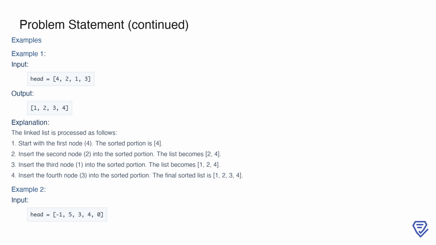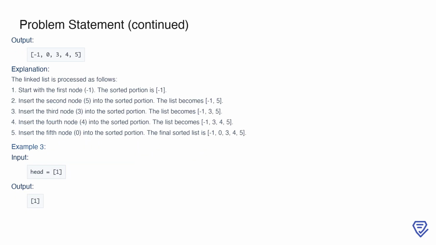Next, the second node, containing 2, is inserted into its correct position in the sorted portion. This updates the list to 2, 4. The third node, containing 1, is then inserted into its correct position, making the list 1, 2, 4. Finally, the fourth node, containing 3, is placed in its appropriate position, resulting in the fully sorted list 1, 2, 3, 4.